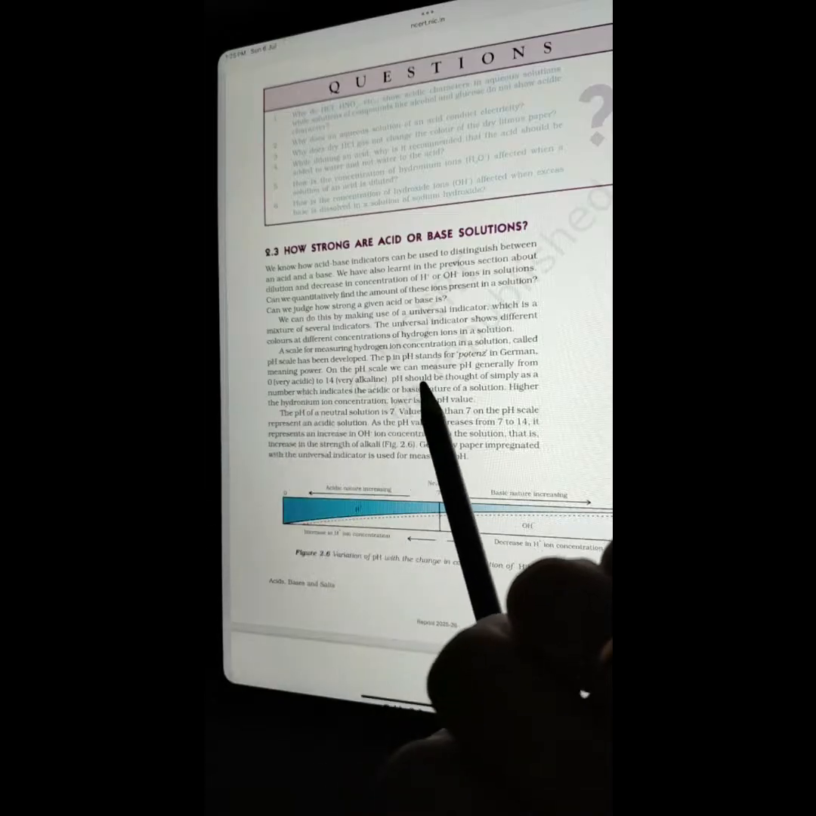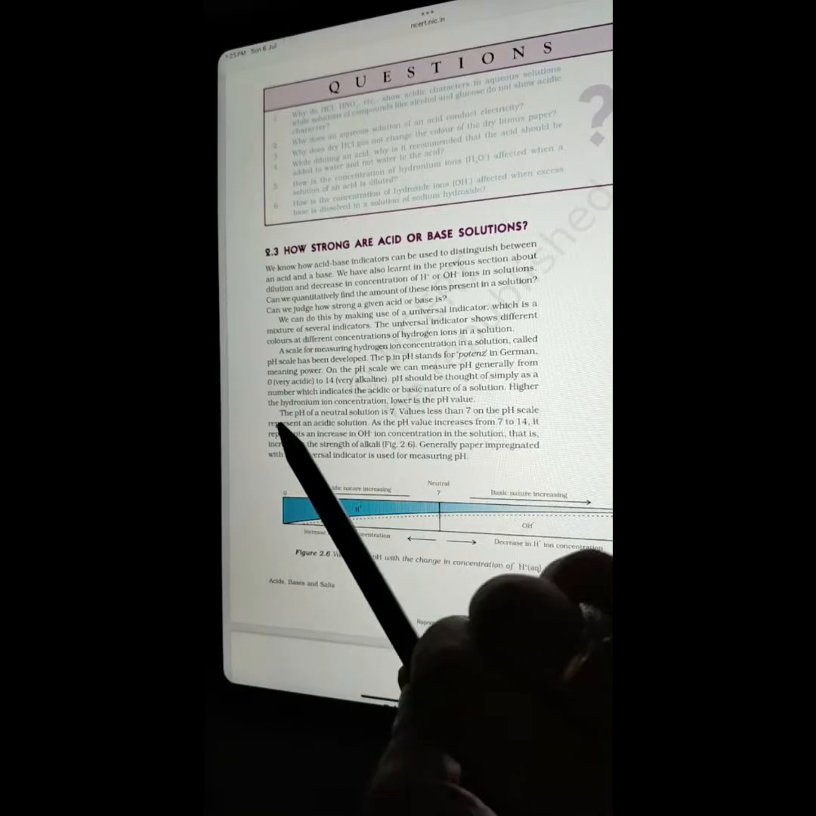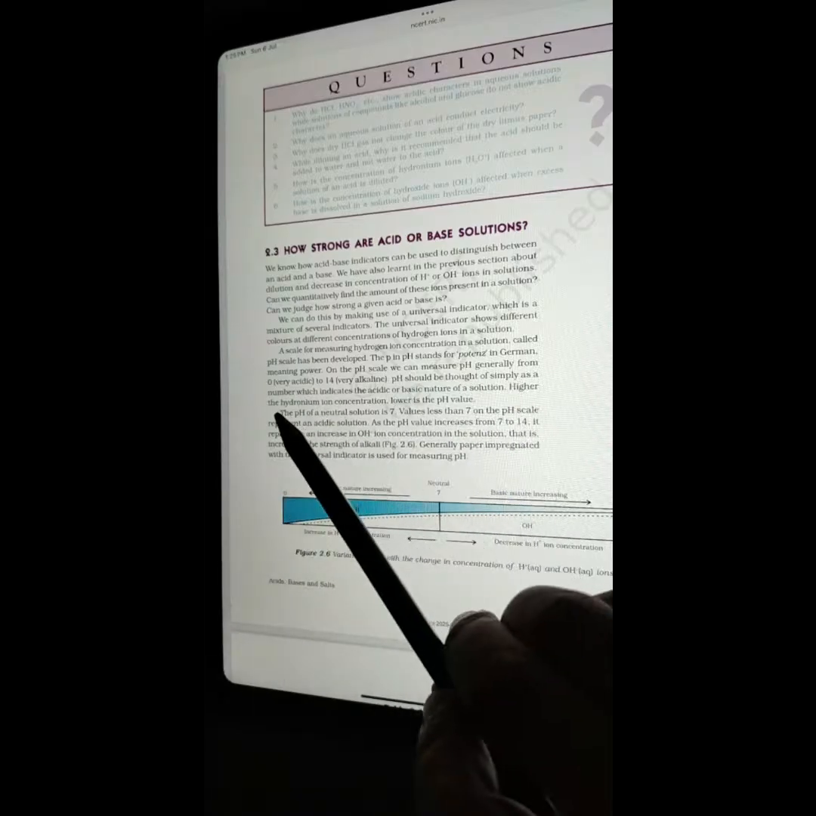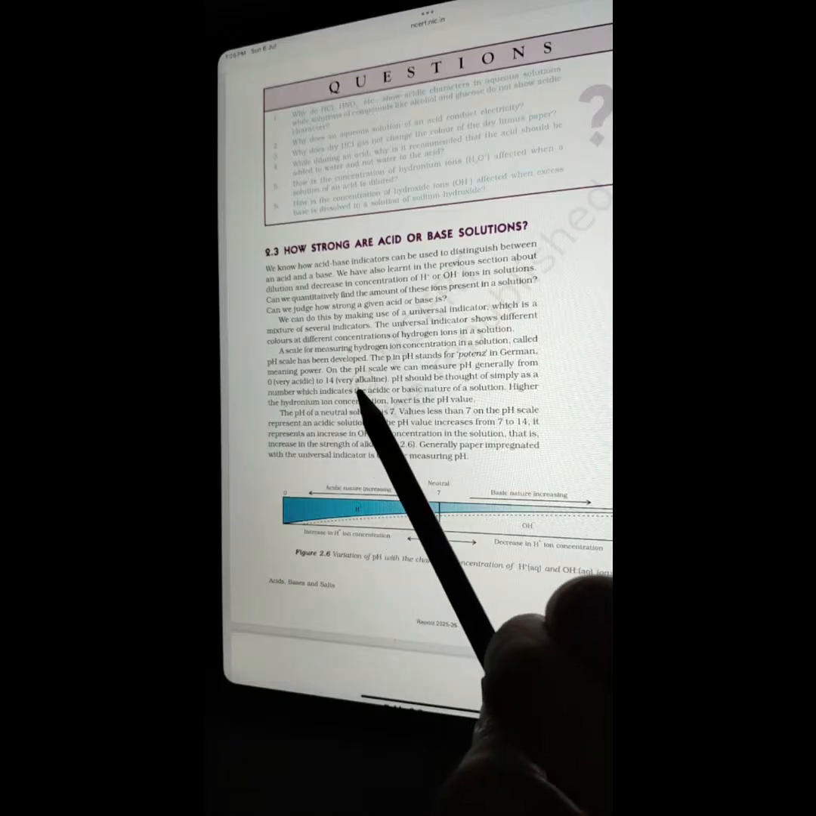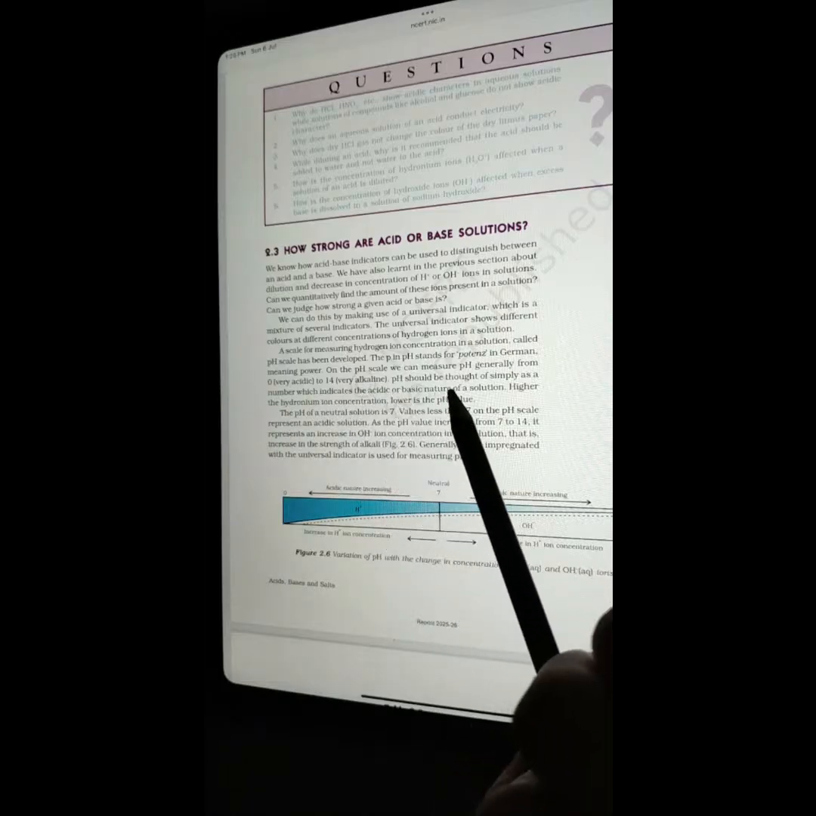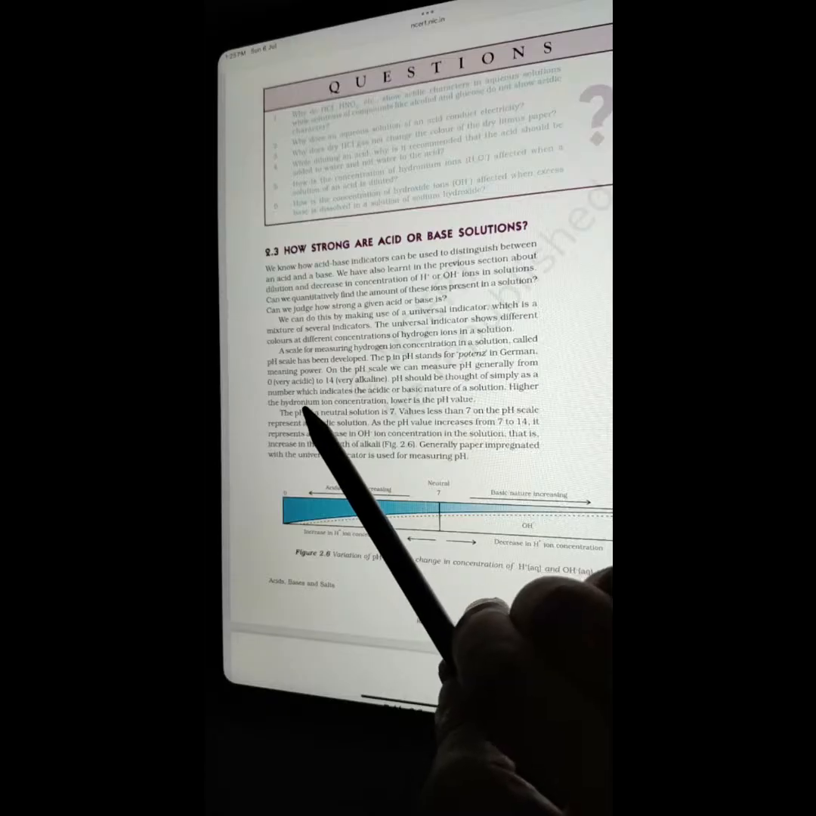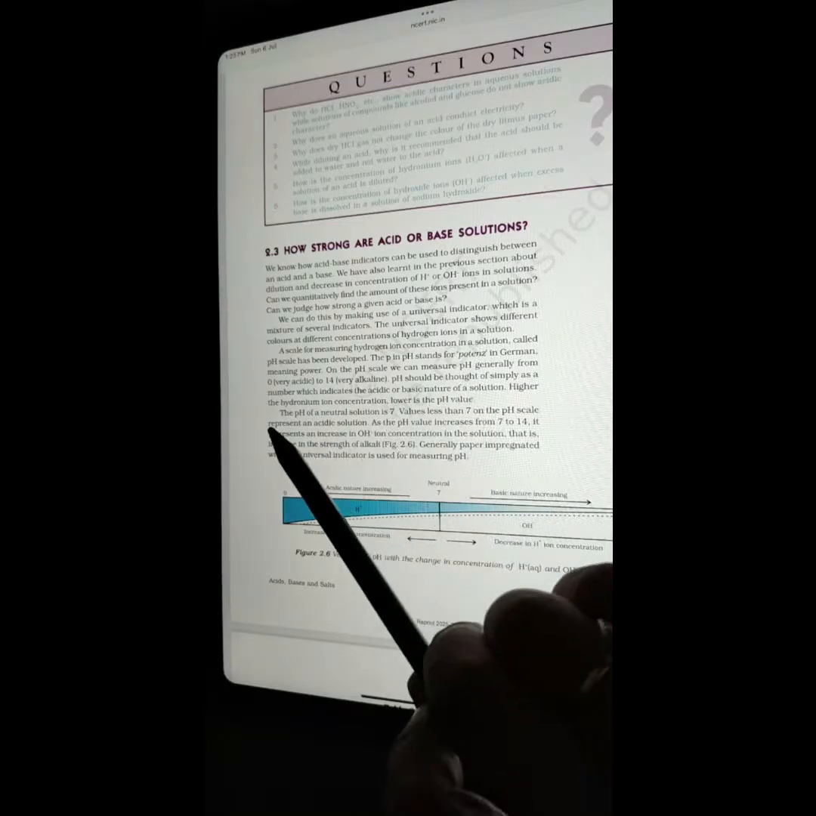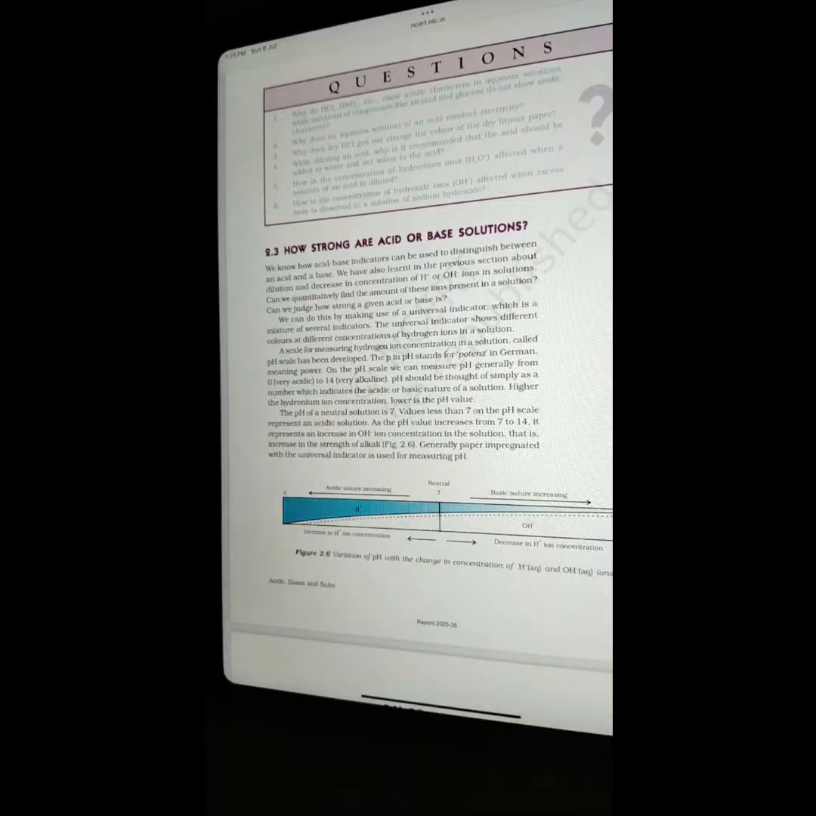The P in pH means potens in German, meaning power, and on the pH scale, we can measure pH generally from 0, very acidic, to 14, very alkaline. pH should be thought of simply as a number which indicates the acidic and the basic nature of a solution. Higher the hydrogen ion concentration, lower is the pH value.